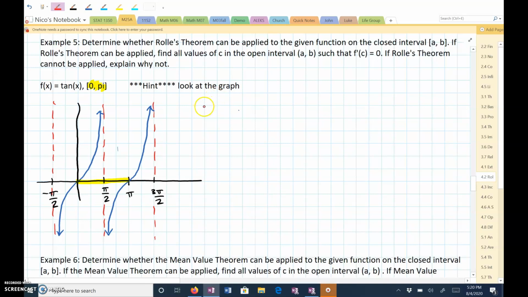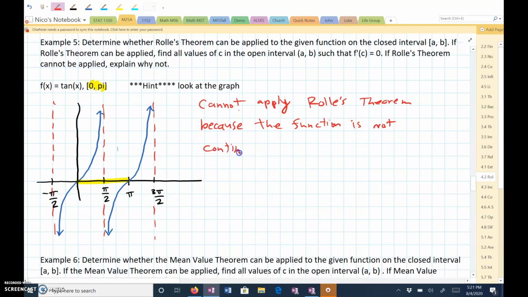because, so we would put, fails, or maybe a better way to state it is, cannot apply Rolle's theorem because a function is not continuous on the closed interval from 0 to pi. There's a vertical asymptote right there.